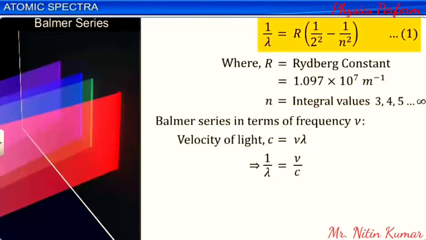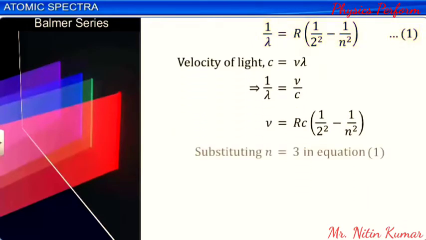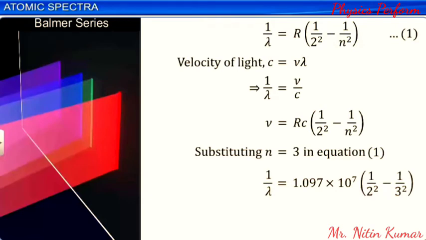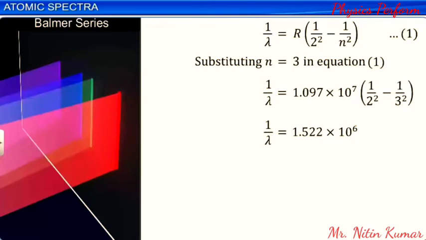Substituting n equal to 3 in equation 1, we get 1 by lambda is equal to 1.097 into 10 raised to the power 7 into (1 by 2 square minus 1 by 3 square). This is equal to 1.522 into 10 raised to the power 6. Thus, lambda is equal to 6563 angstrom or 656.3 nanometer. This is the wavelength of the H alpha line of the Balmer series in the red of the visible region.